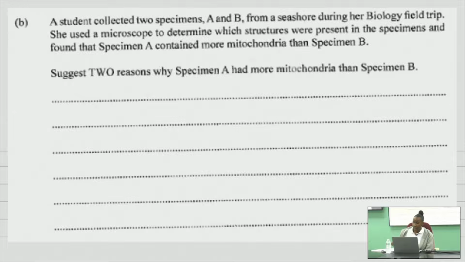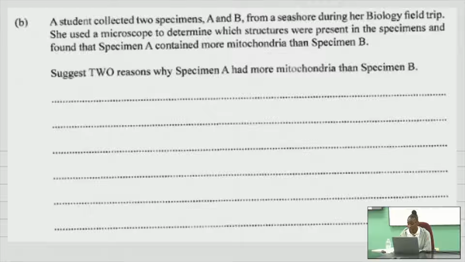All right, then we have another question which tells us a student collected 2 specimens, A and B, from a seashore during her biology field trip. She used a microscope to determine which structures were present in the specimens and found that specimen A contained more mitochondria than specimen B. Suggest 2 reasons why specimen A had more mitochondria than specimen B.